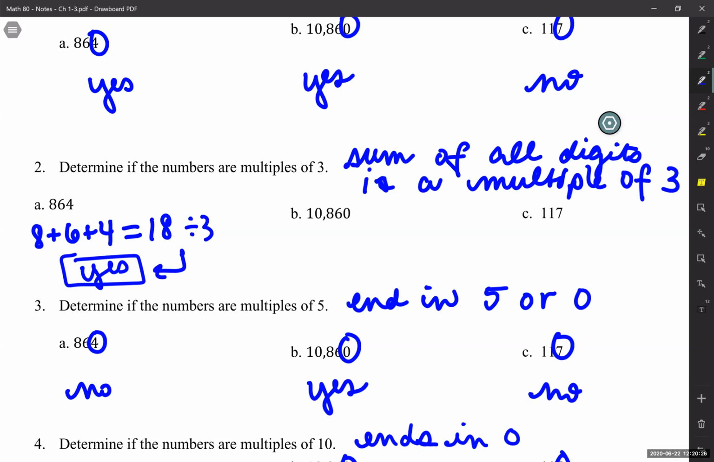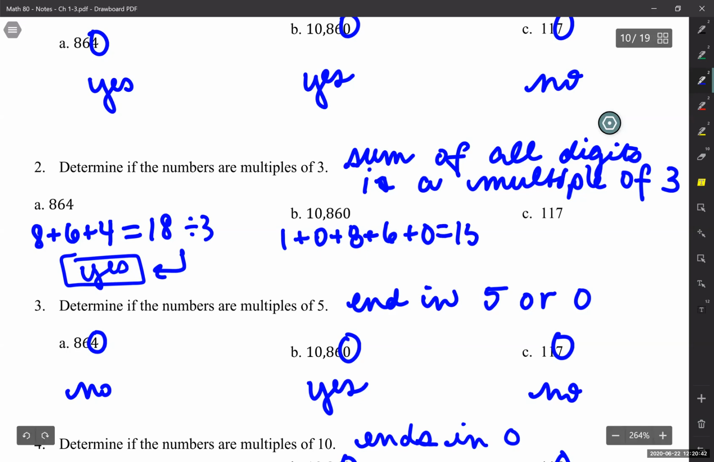Okay, let's try that again. I'm not even going to write out the zeros because we don't need to add 0. Well, I'll just write it out so you get the idea. 1 plus 0 plus 8 plus 6 plus 0. You're adding up all the digits. 8 plus 6 is 14. 1 more than that is 15. 15 divided by 3 is, yep, that works. 15 divided by 3 is a whole number, so we're good to go.